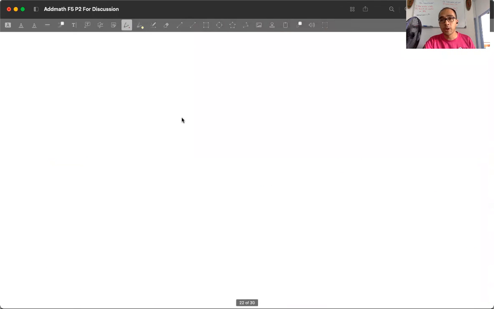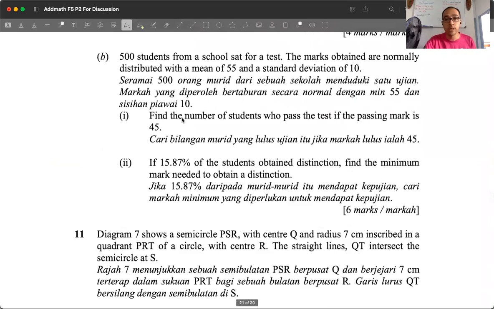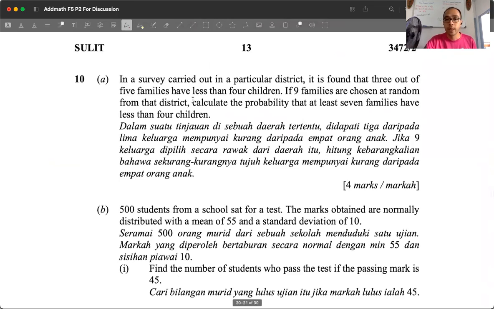So the third topic we're talking about is probability distribution, okay, which is given here. Okay, so question number 10, probability distribution. Let's take a look at this.